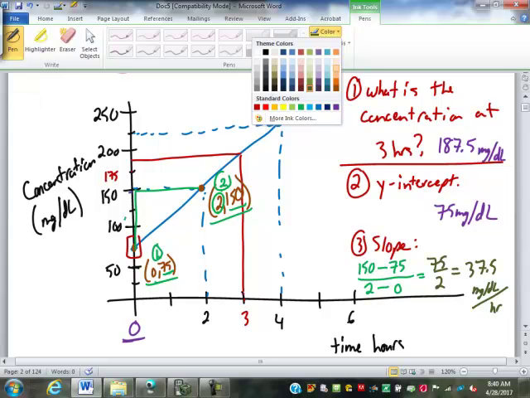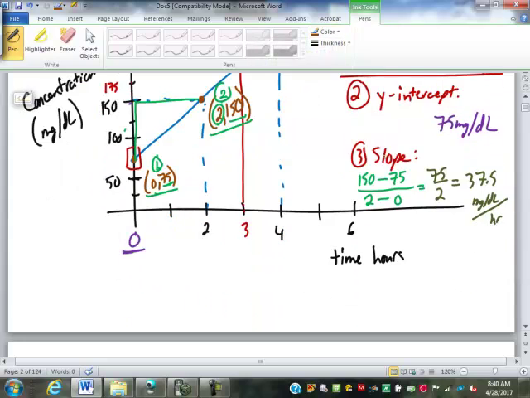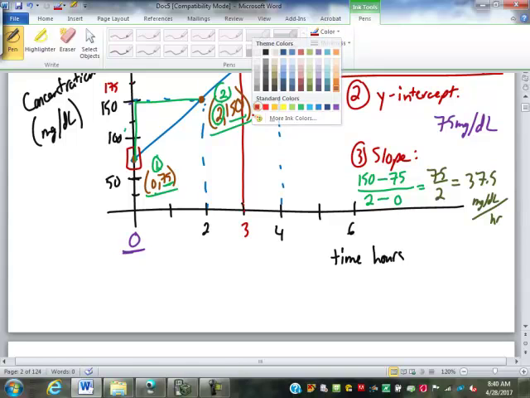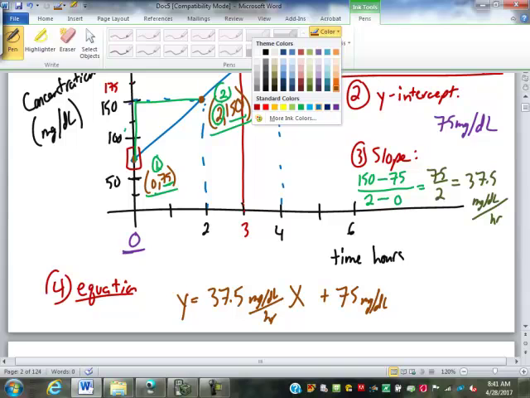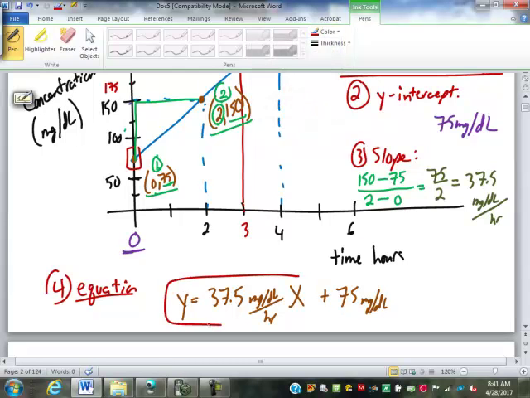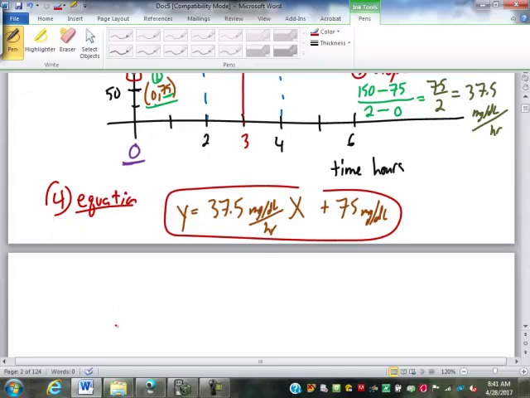So from this information, we can form the equation of that line. So if I ask you for that equation, it's y equals, the slope is 37.5 milligrams per deciliter per hour times x plus the y-intercept is 75 milligrams per deciliter. So that's the equation.